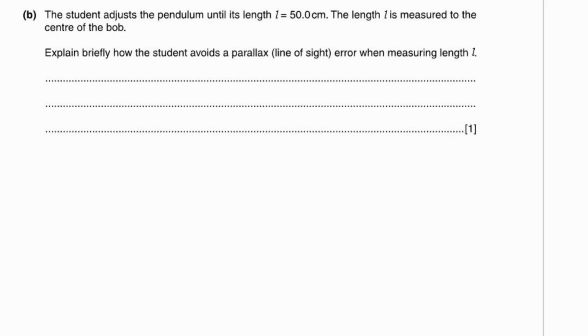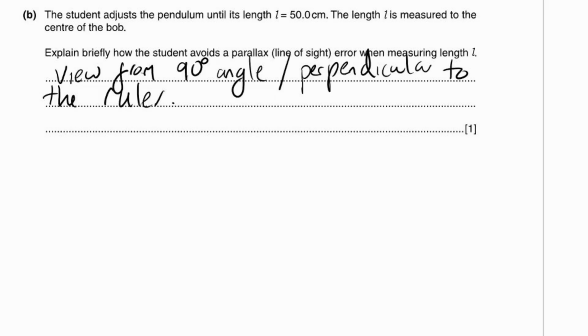B. The student adjusts the pendulum until its length L is 50 centimeters. The length L is measured to the center of the bob. Explain briefly how the student avoids a parallax, which is a line of sight error, when measuring the length L. Okay, well what the student's going to need to do is view it from a 90-degree angle or perpendicular to the ruler. There we go. So view from 90-degree angle or perpendicular to the ruler.